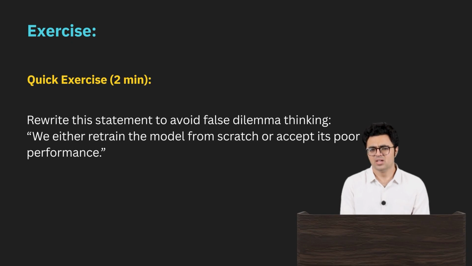So here's a quick exercise for you before we move on to the last logical fallacy of the day. Rewrite this statement to avoid false dilemma thinking. We either retrain the model from scratch or accept its poor performance. This is offering you two choices and it is an ultimatum statement. However, try to see what other options and possibilities might arise from this situation. Write them down. It will help you break free from the ultimatum and urgency of false dilemma thinking.